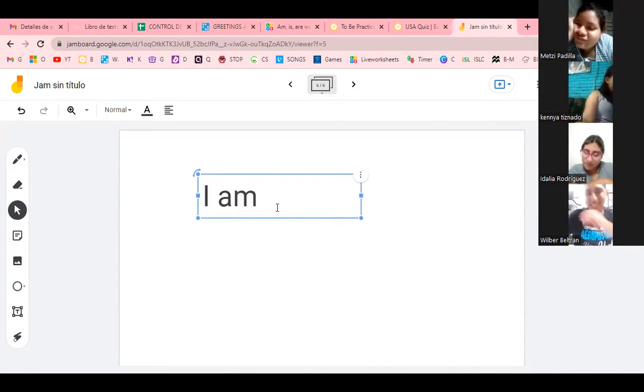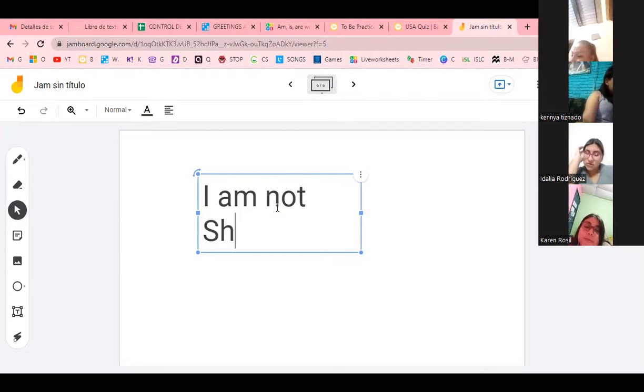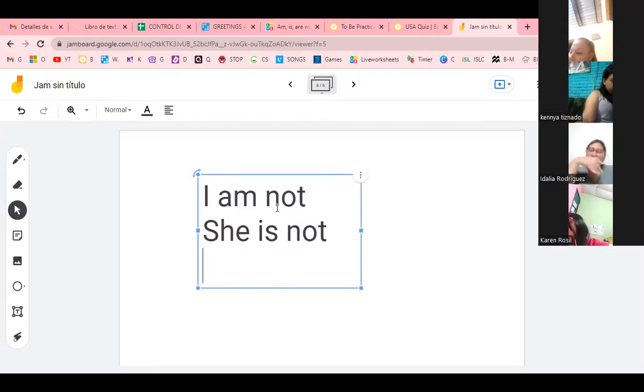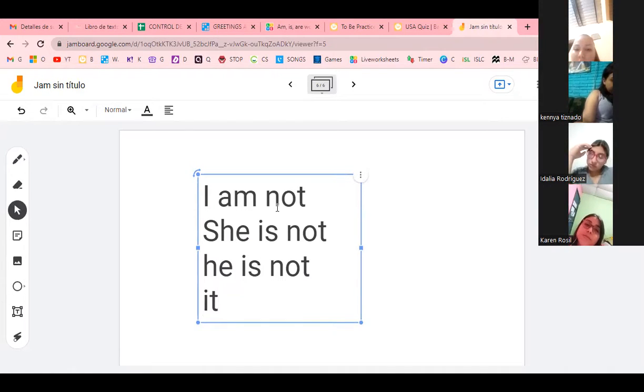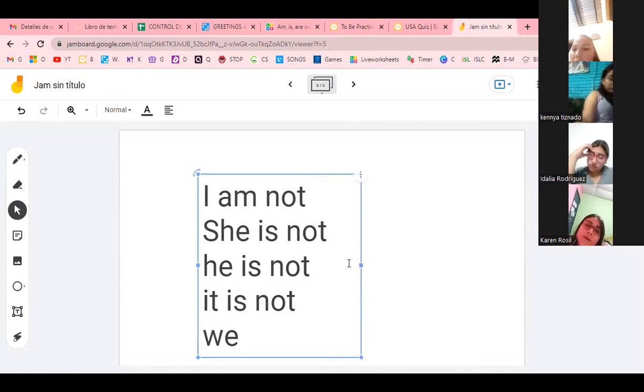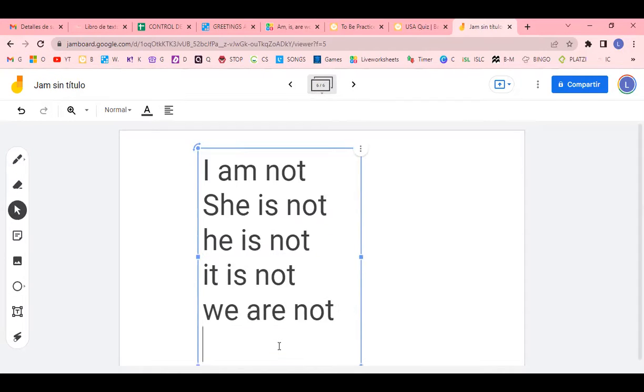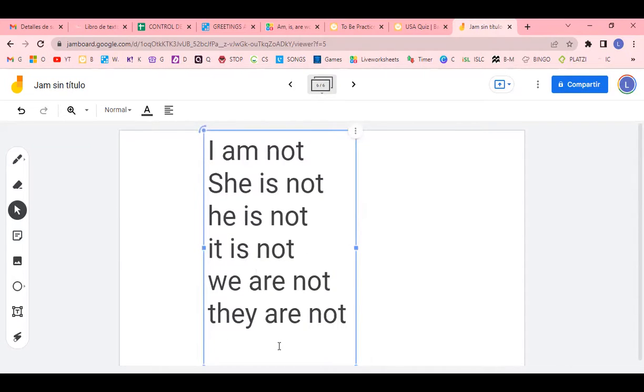¿Cuál es el negativo para I am? Vamos a repasarlo todo. Para she: she is not. Para he: he is not. Para it: it is not. Para we: we are not. Para they: they are not. Para you: you are not. Very good.